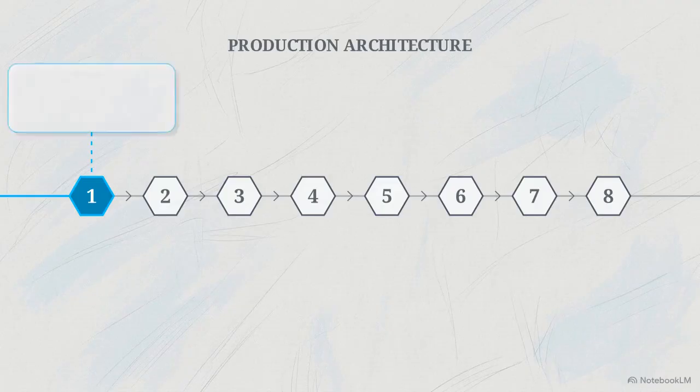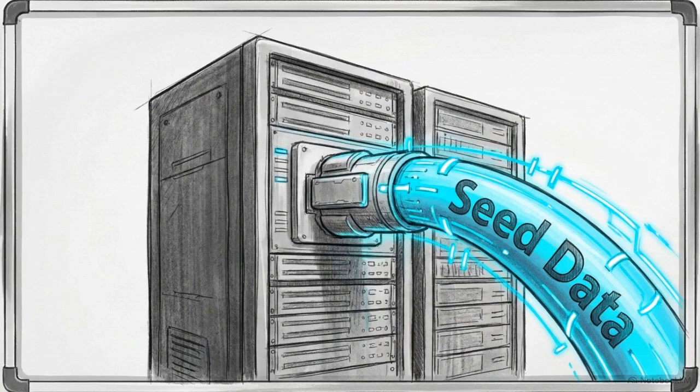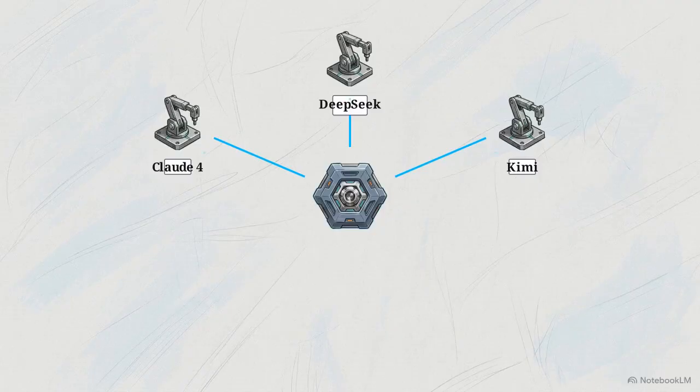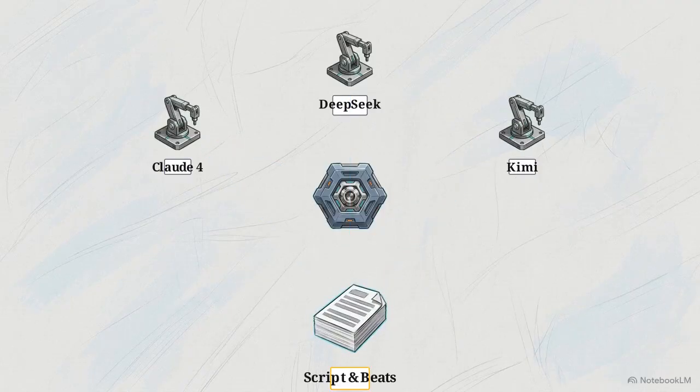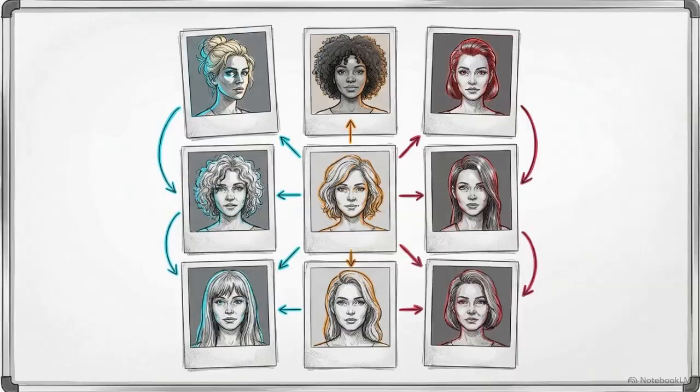The first stage activates when the foundational idea moves into scripting. The agent pulls the core concept and interfaces directly with large language models. By routing the idea into Claude 4, DeepSeek, or Kimi, it generates the structural script and scene beats. At this point, the pipeline hits its first major bottleneck. Generating individual shots from a script is easy. Maintaining tight character consistency across 30 different video clips is incredibly difficult.